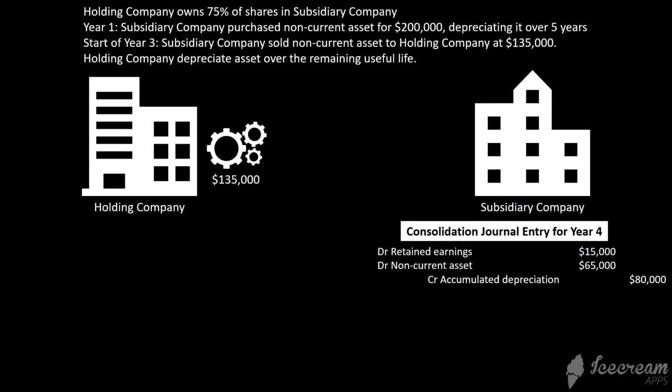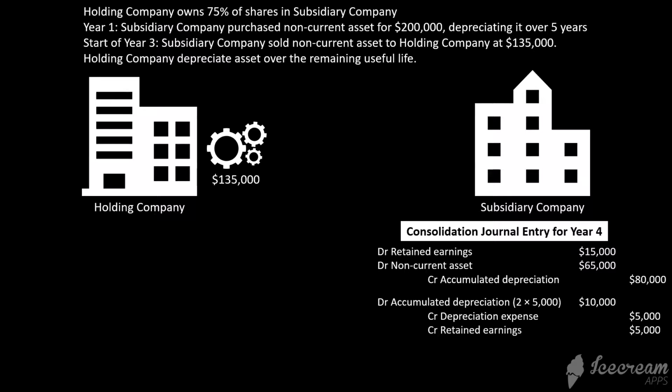Next, to revert the depreciation expense and accumulated depreciation, we debit accumulated depreciation by $10,000. Take 2 multiplied by $5,000 because this is the second year where the holding company is using the asset. Credit depreciation expense $5,000. This is standard, where we will always credit depreciation expense by the difference between the depreciation charged by the holding company and the subsidiary company. Credit retained earnings by the remaining amount so that the debits equal credits.